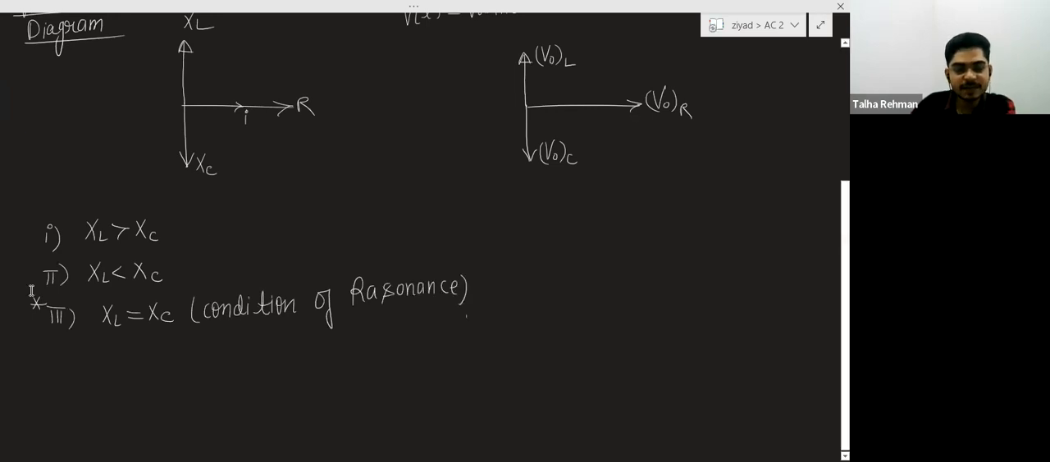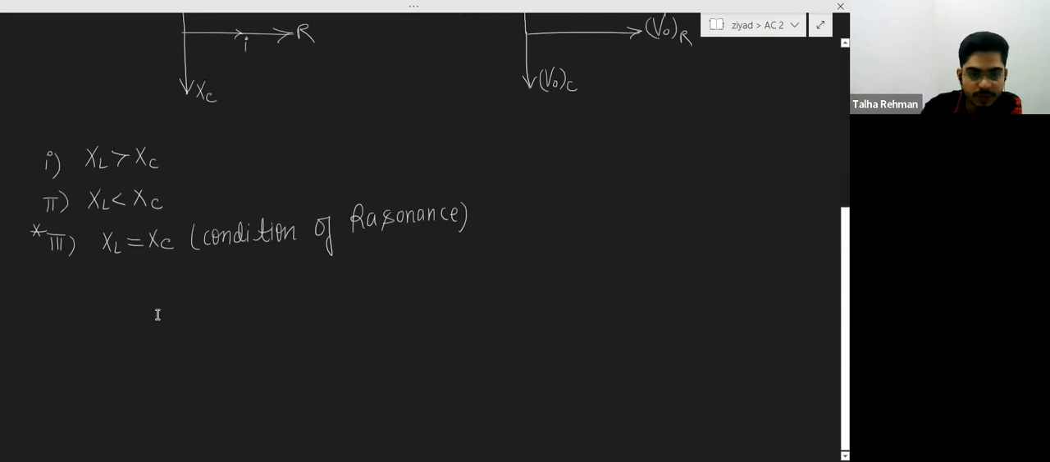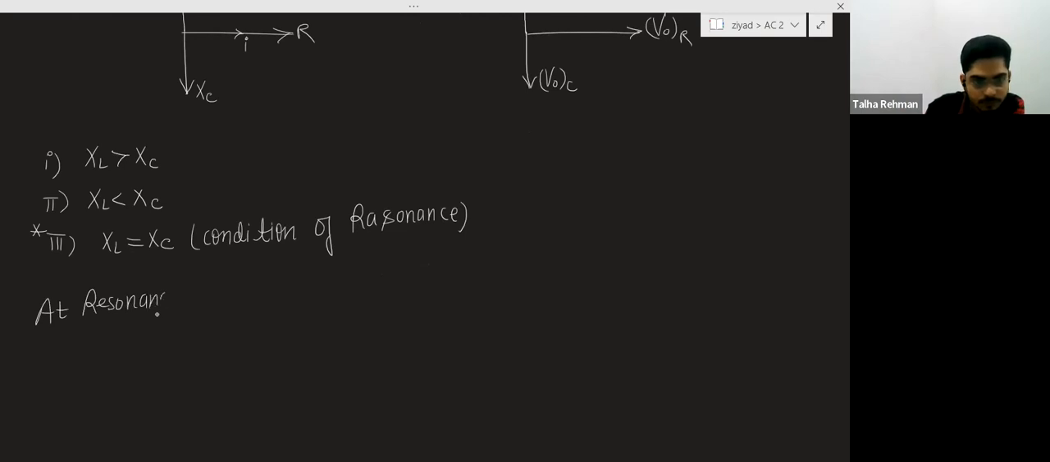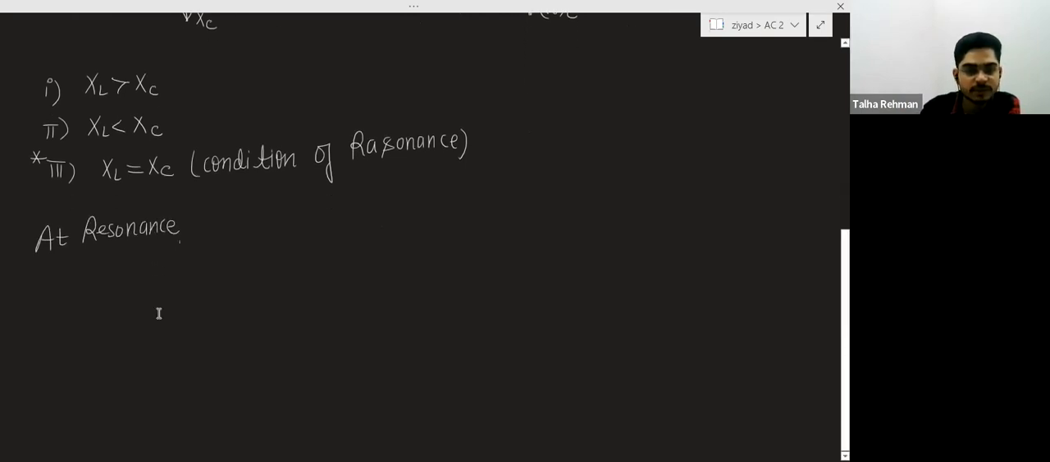So in an LCR series circuit, when XL is equal to XC, meaning the inductive reactance becomes equal to the capacitive reactance, then resonance occurs in the LCR circuit. What is the meaning of resonance? We will see. So at resonance, what happens? XL becomes equal to XC.